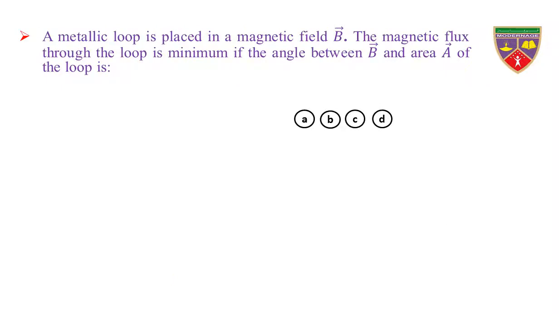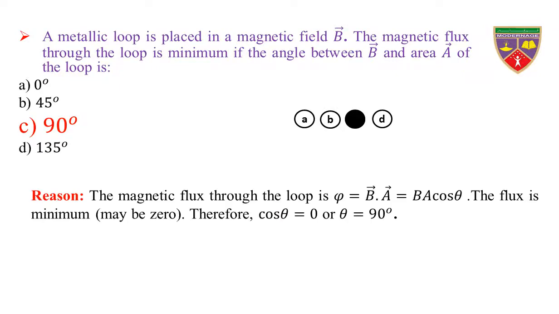A metallic loop is placed in a magnetic field B. The magnetic flux through the loop is minimum if the angle between B and area A of the loop is: option A, 0 degree; option B, 45 degree; option C, 90 degree; option D, 135 degree. The key is 90 degree. Therefore, the correct option is C.